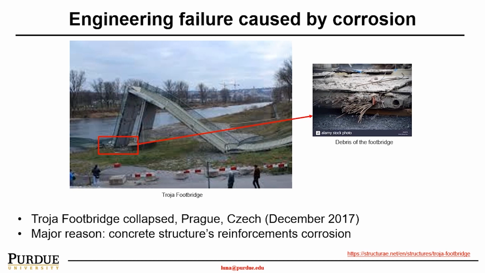Corrosion can lead to catastrophic failure if it's not addressed properly. For instance, here is an example I would like to show you. In December 2017, a very big bridge called the Georgia Foot Bridge collapsed in the Czech Republic. This is actually a 30 years old bridge, so it's not a very new bridge. And the major reason it collapsed is the corrosion of the concrete reinforcement structure, as shown here.